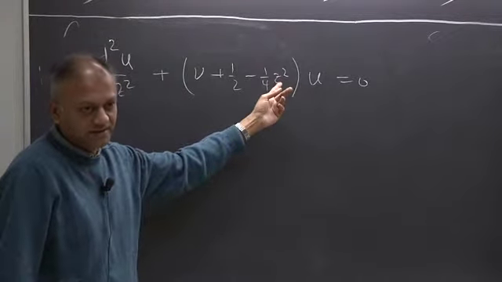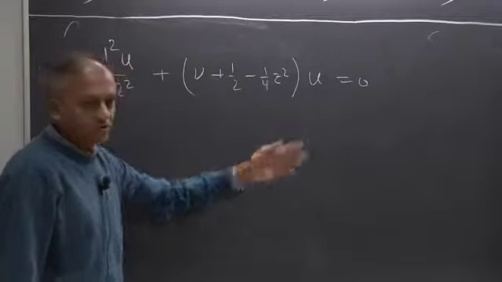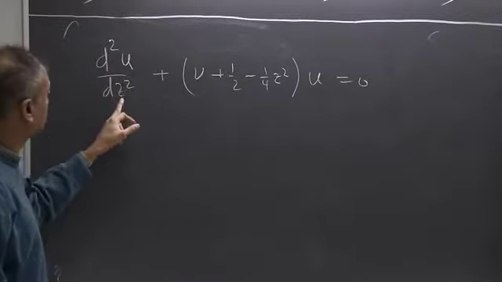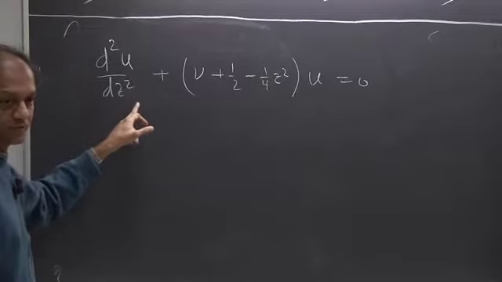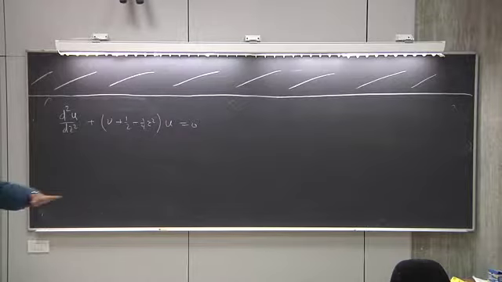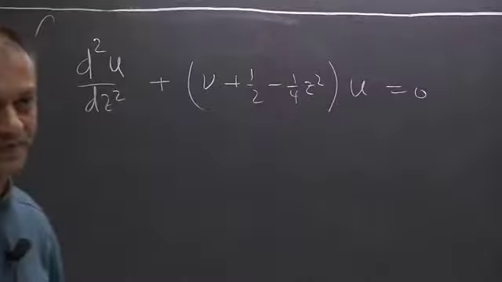x is now replaced by z, right? Because in the harmonic oscillator problem, x was just a real variable. This was a function of a real variable. You have d2 by dx2, right? But now we have extended from the real line to the complex plane. So this became a complex function.